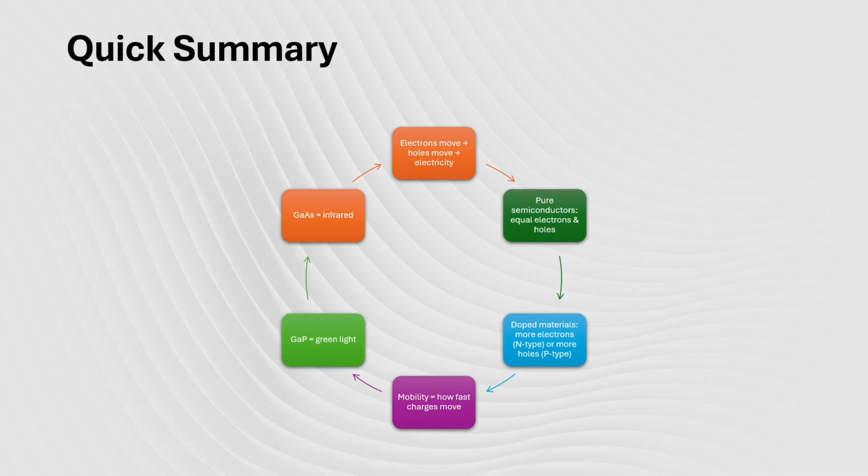To quickly summarize, electrons and holes move to conduct electricity. Pure semiconductors generate equal amounts of both. Doped semiconductors let us create extra electrons or extra holes. Mobility tells us how easily charges move. And finally, the color of an LED is determined by how much energy is released when an electron falls into a hole. So GaP releases enough energy for green, and GaAs releases much less, giving infrared.